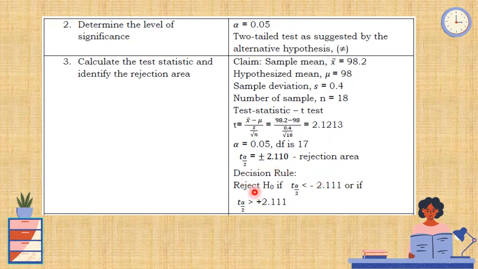So, decision rule, reject the null hypothesis if the t-value is less than negative 2.111 or if the t-value is greater than positive 2.111.